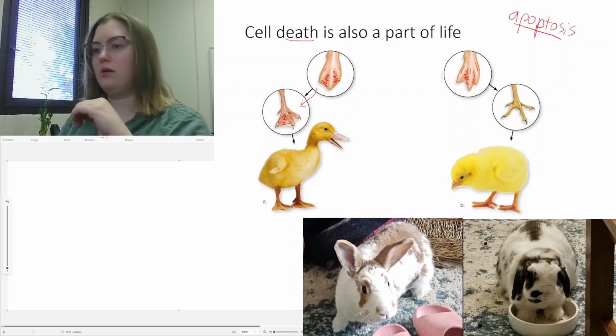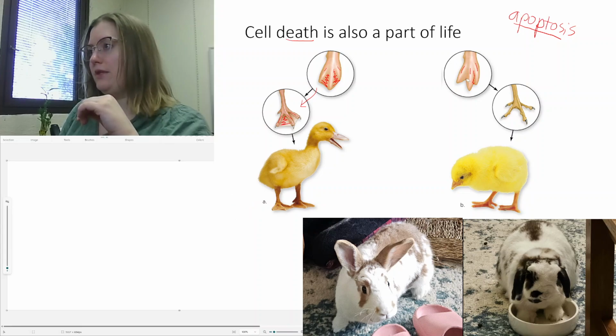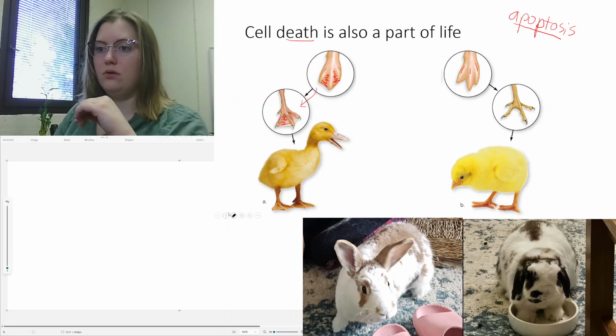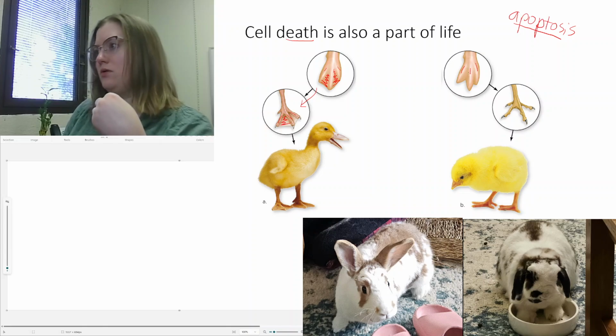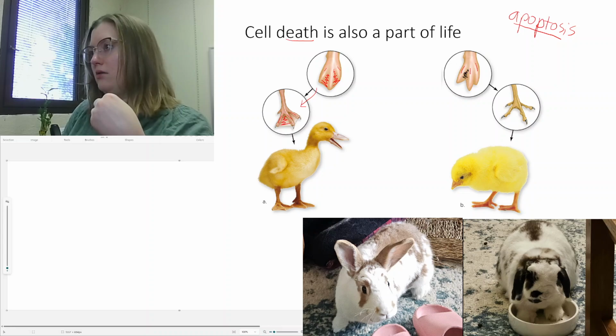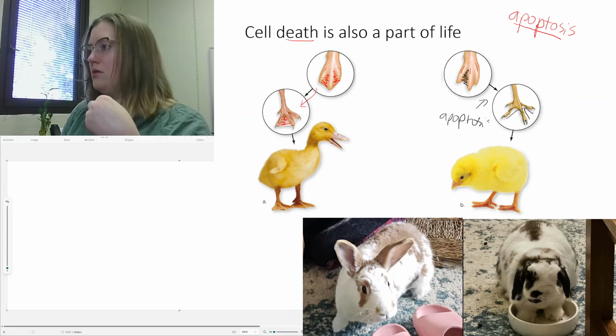but at some point in development, these cells in the middle are going to be signaled to die through apoptosis. So we'll do that in black here. Okay, and now notice we no longer have webbing between the digits of the chicken foot. Okay, so this one went through apoptosis, right?